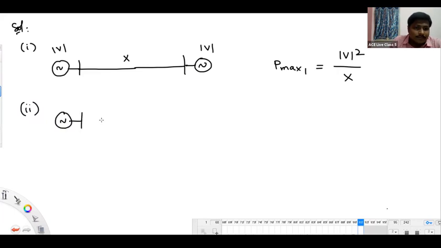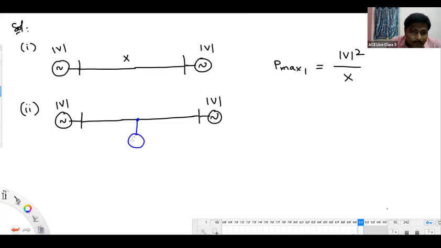Look at the second case. I am showing the network like this, the original network first. Both sides have constant voltage sources, mod V, and the total reactance is X for the line. But at the exact midpoint, we are keeping one more source to maintain the voltage as mod V. And what is this reactance value? X by 2. And this one? X by 2. Here we have two parts of the network.